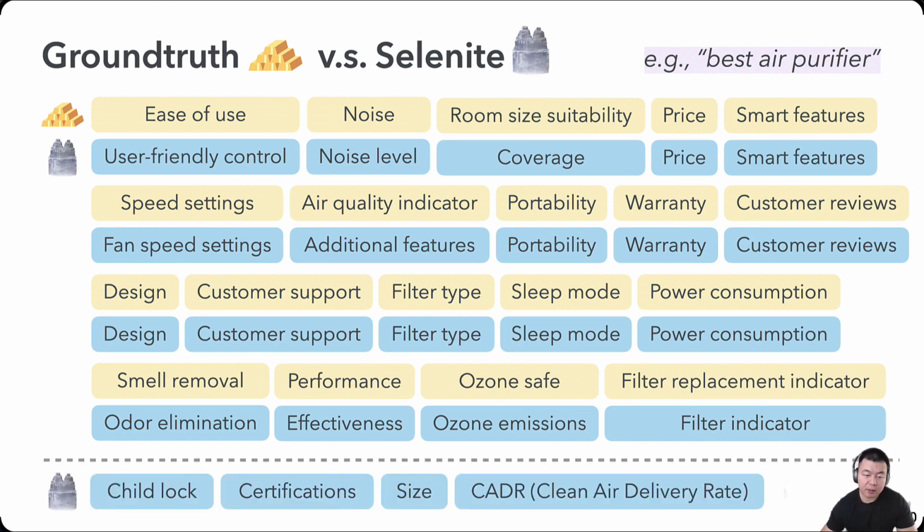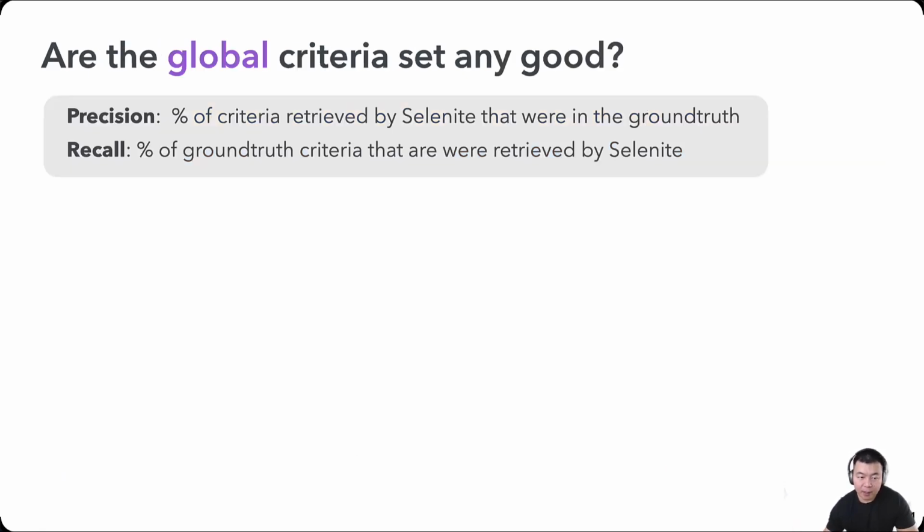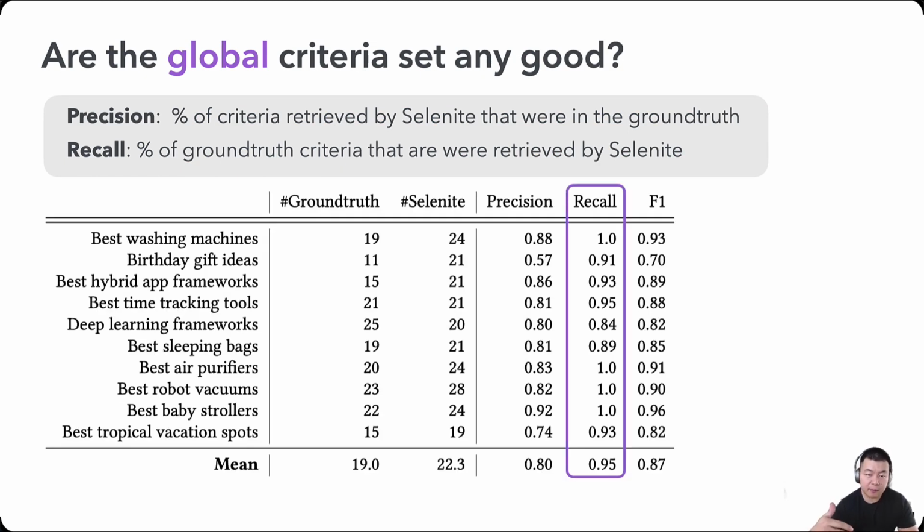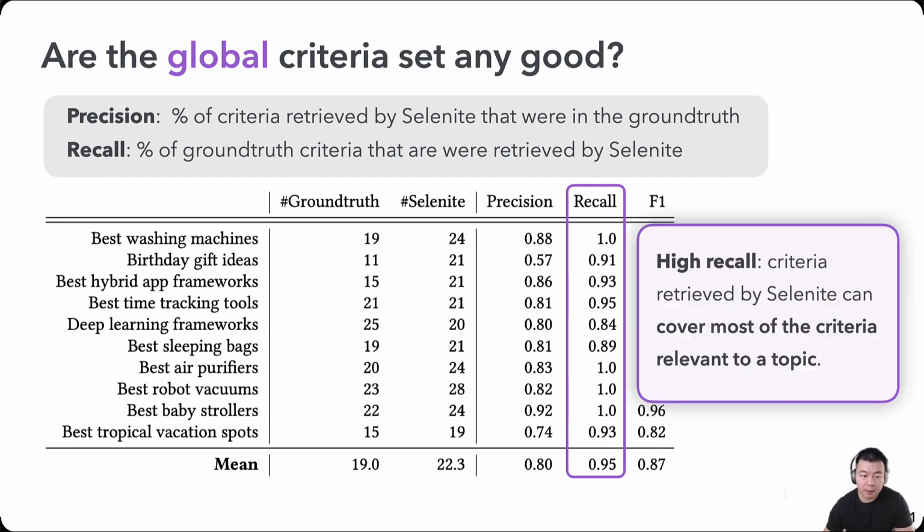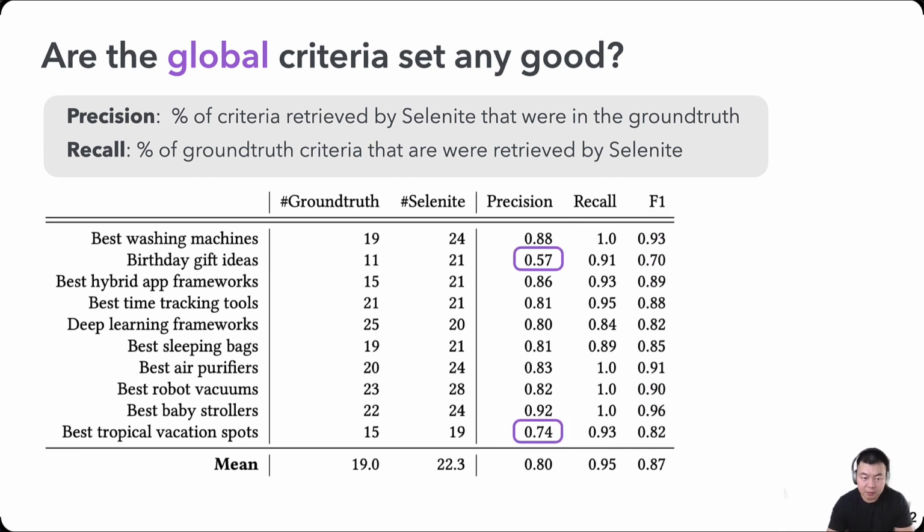And Selenite was also able to get something that are not covered in the ground truth data, but arguably are also real and relevant to the topic, such as child lock and certifications. We measured both the recall and precision of the Selenite criteria, and Selenite achieved very high recall across most of the topics, meaning that the criteria retrieved by Selenite can cover most of the criteria that are talked about in top search result pages. And the precision score is more interesting.